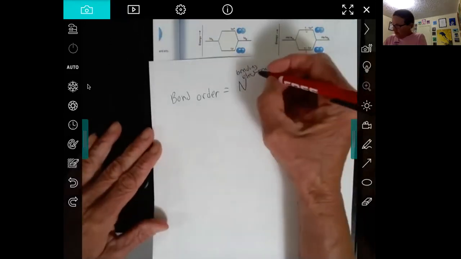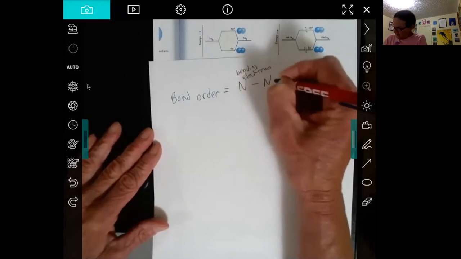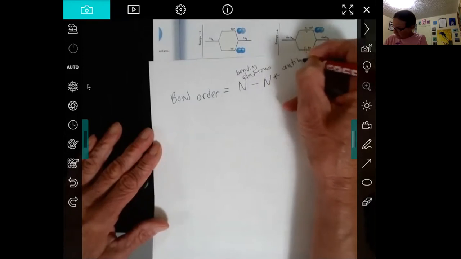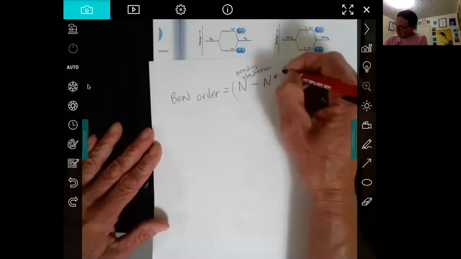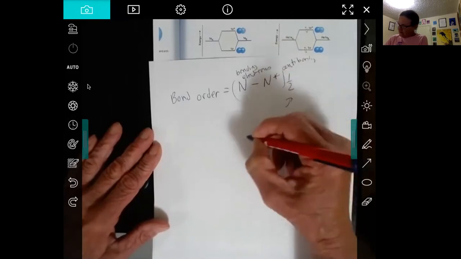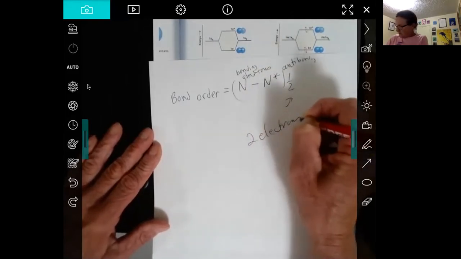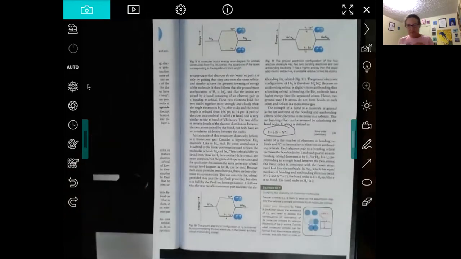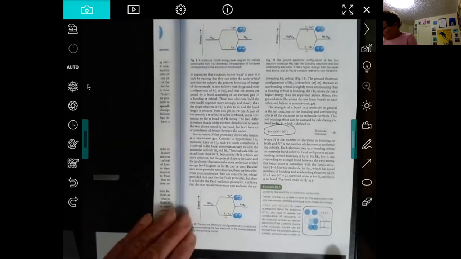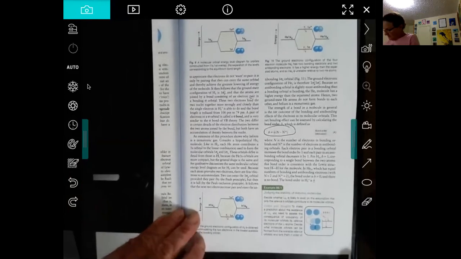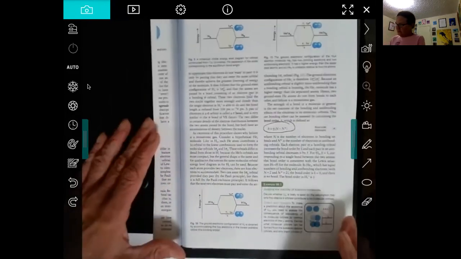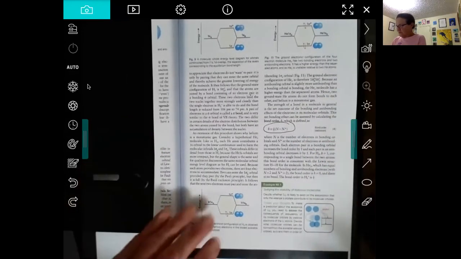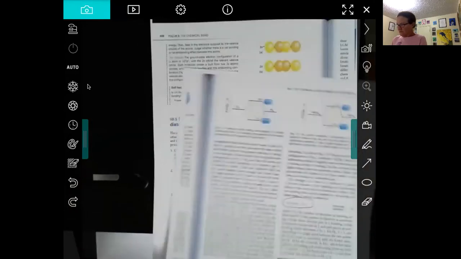So number of bonding electrons minus the number of anti-bonding. And then we just multiply it by 1/2 because 2 electrons make 1 bond. And that's probably pretty familiar from Gen Chem. So when we look at whether or not a molecule is going to be stable, if it has more electrons in bonding than anti-bonding, it's probably going to form a stable molecule.